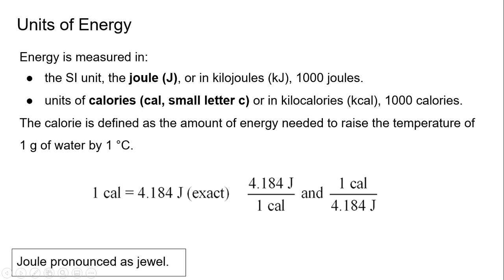Units of calories. This is also another unit used. It's a small letter c, calories, or kilocalories, 1,000. The calorie is defined as the amount of energy needed to raise the temperature of 1 gram of water by 1 degree. So here are our units of conversion. We have 1 cal equals 4.184 joules. This is exact, and we can set them up as equalities.